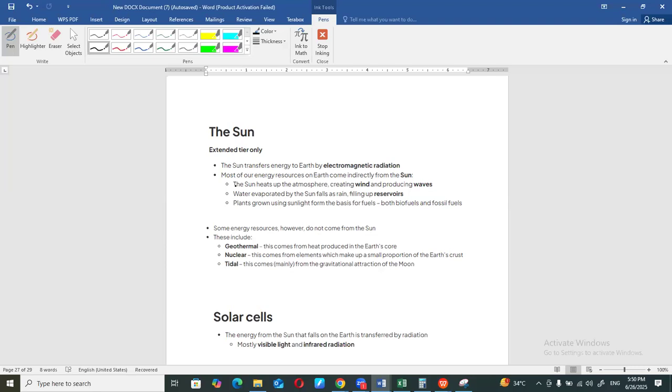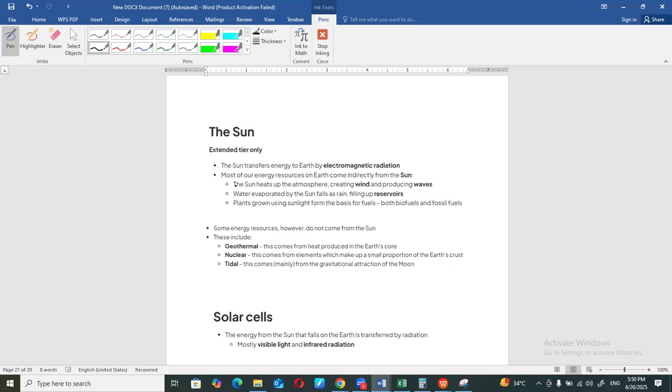It is basically due to the core of Earth, because it was said that for a very long period of time, the core of Earth is very hot. And due to that hotness of the core, there is a heat energy inside the Earth. And that energy is called geothermal. As the name suggests, geo means earth and thermal means heat. Then you have nuclear energy. This comes from the element that makes up a small portion of the earth's crust. Tidal energy is due to the gravitational attraction of the moon.